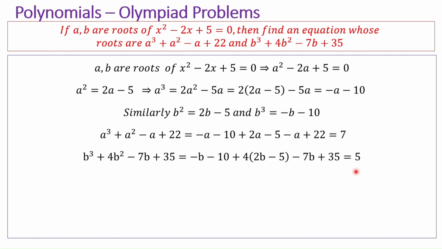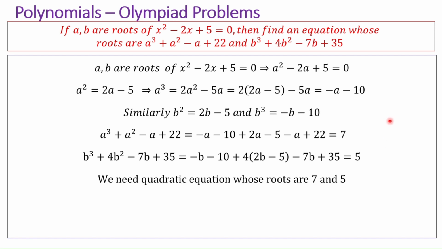So you just need a quadratic equation with roots 7 and 5, which is very simple: x minus 7 multiplied with x minus 5 equal to 0. So the quadratic equation is x square minus 12x plus 35 equal to 0. Hope you understand. The most important concept is this one: if a is a root of a quadratic equation, any power of a can be written in terms of simple plain multiples of a with a constant. Once you know this, we can solve any of these problems. Okay, next.